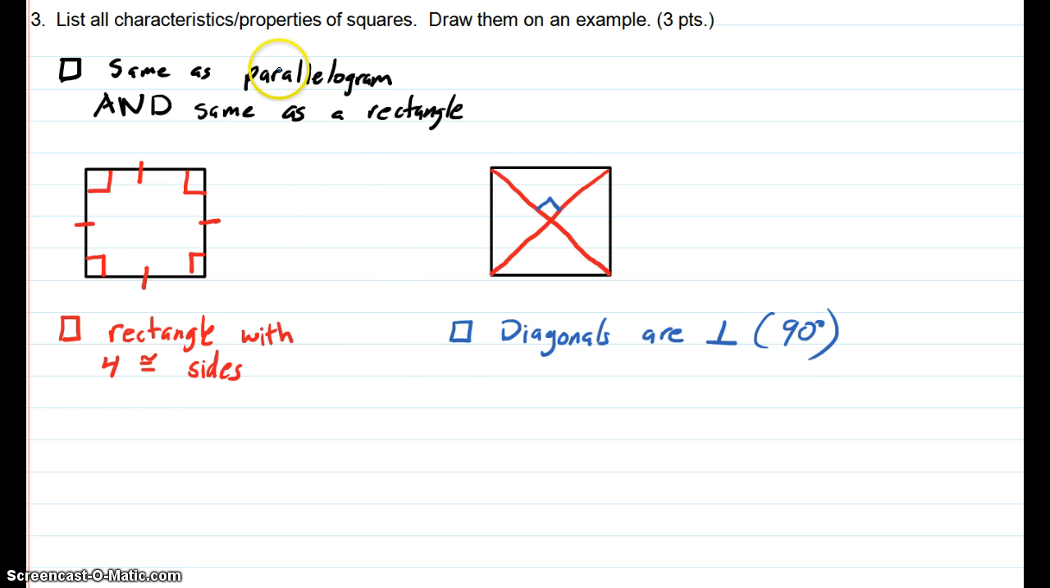Now another thing that diagonals do is that the diagonals bisect the opposite angles. And since we know the angles are 90 degrees, we actually know that this is going to be 45, and that would happen in every angle of the square.